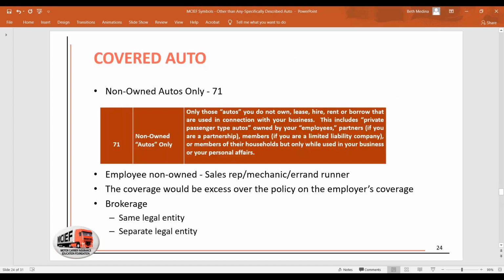All right, that's the hired auto exposure. That's one that we have to consider. That's one that's to be added, and that's the one that's going to cause most of the difficulty. There's a couple other symbols I want to talk about before we get through with this session on the symbols, other than specifically described autos.